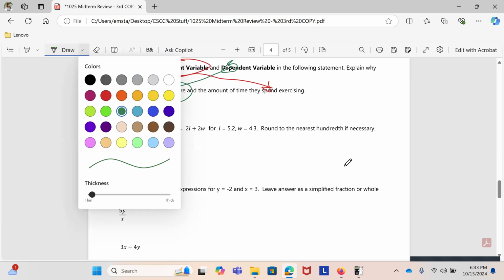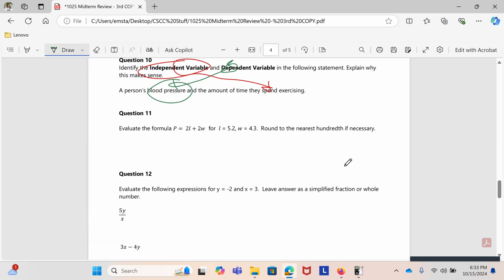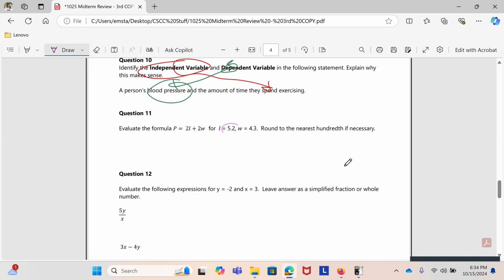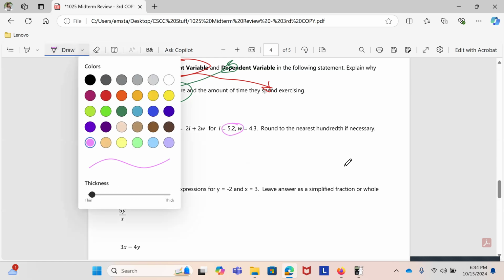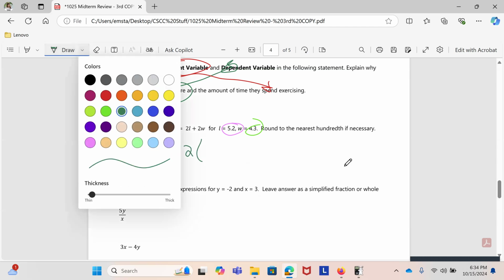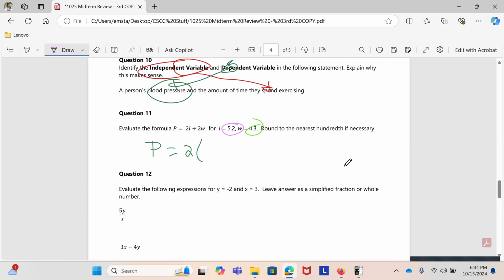The next 2 are very similar to each other, 11 and 12. 11 just happens to be a formula that's kind of recognizable. So it's the perimeter of a rectangle. And all you're going to do is replace L with what it's equal to and W with what it's equal to. I tried to highlight earlier, and the highlighters don't work on the type part. So I'm going to rewrite this formula as P equals 2, but that instead of L, I'm going to put what? What's the part I've circled in pink there? 5.2. Yep, perfect.